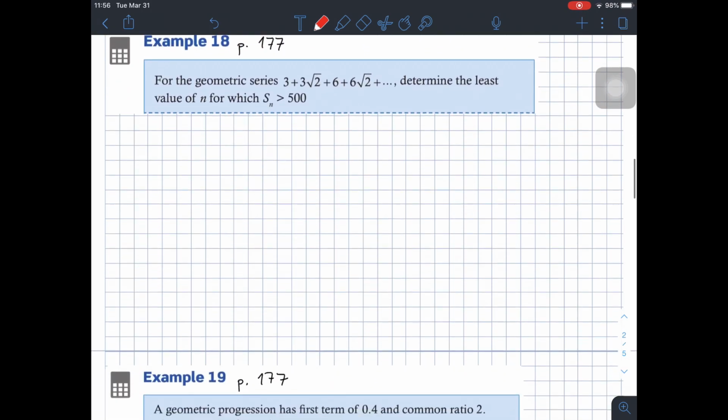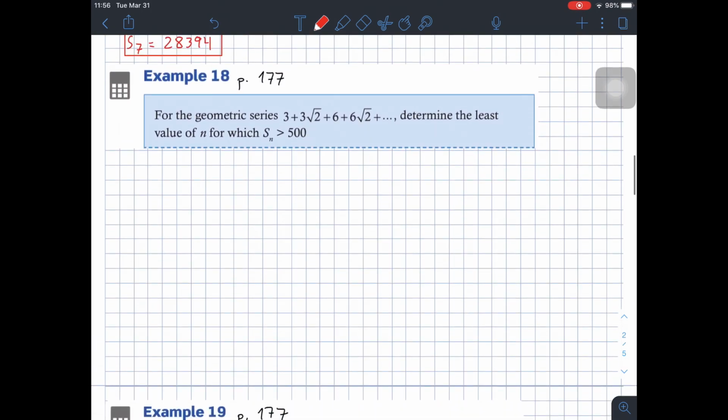Now let's go on to this example. It says, for a geometric series, and we have first term, second term, pay attention at the terms, third term, fourth term, and so on. Determine the least value of n for which S of n is greater than 500.